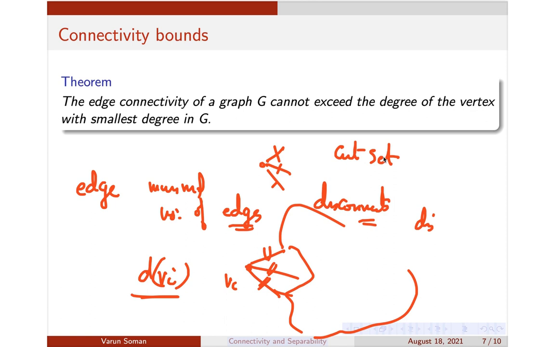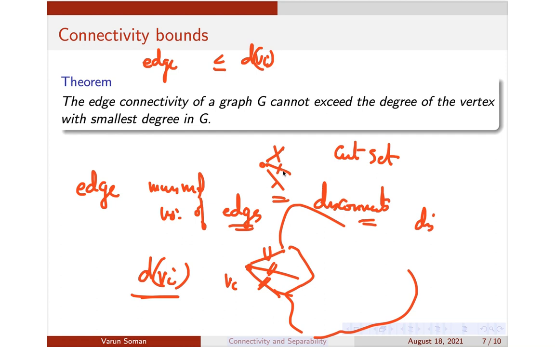Anyway, we have got a cut set which has d of vi edges. So that means the edge connectivity, if at all it is there, should always be less than or equal to this d of vi, because this is a cut set, and edge connectivity is the number of edges in a minimal cut set, so it will always be less than or equal to the number of edges in any cut set. It is the minimal number of edges in a cut set.